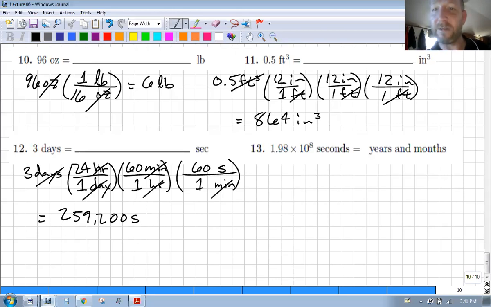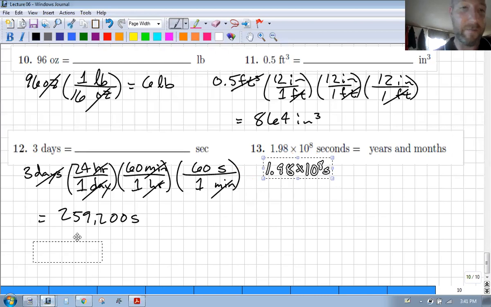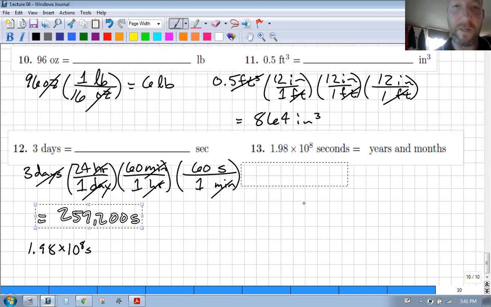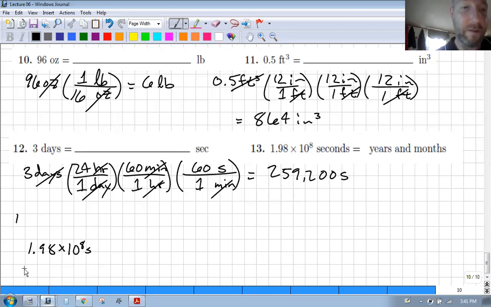All right, we've got to turn this many seconds into years and months. What I'm going to do, we'll convert it to years first, and we're going to have a decimal. It's going to be like 6.7 or something years. So we'll find that, and then we'll take the decimal part and find out how many months that is. So 1.98 times 10 to the 8th seconds. I guess I can do it down here. Let's do it down here. I'll move this over here. So here's 13.